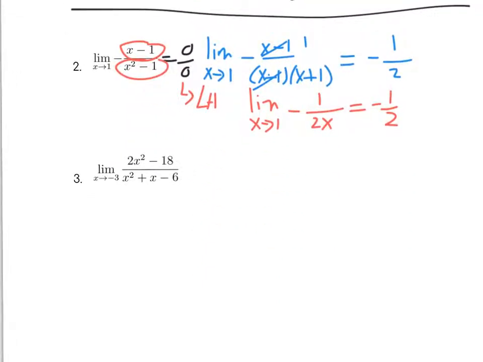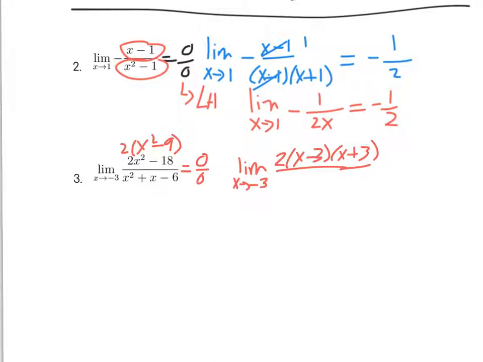For number 3, again, if I plug stuff in, I get 0 on top. 9 minus 3 minus 6 is going to be 0 on the bottom. All right, factoring the top, we can take a 2 out, and that would give me x squared minus 9. I'm going to write my limit first, just so I keep my math nice and good. So we get 2 times x minus 3 times x plus 3 based on difference of squares. And then on the bottom, that's going to be x plus 3 and x minus 2.